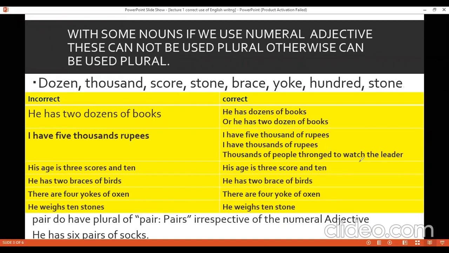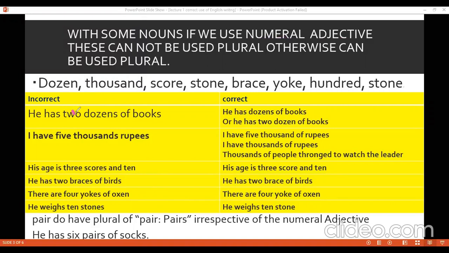Secondly, there are some nouns: dozen, thousand, score, stone, brace, yoke, hundred, stone. If we use a numeral adjective, 1, 2, 3, 4, 5, 6, 7, and so forth, with them, we will not use s with these words to make them plural. But if we don't use a numeral adjective with them, they can be used in plural form using s.